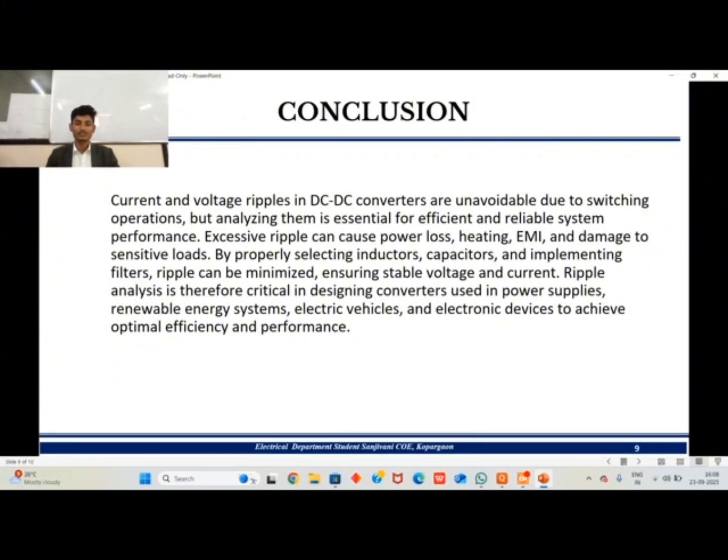Excessive ripple can cause power losses, heating, electromagnetic interference, and damage to sensitive loads. By properly selecting inductors, capacitors and other devices, and implementing filters, ripple can be minimized, ensuring stable voltage and current. Ripple analysis is therefore critical in designing converters used in power supplies, renewable energy systems like solar and wind, electric vehicles, and electronic devices to achieve optimal efficiency and performance.